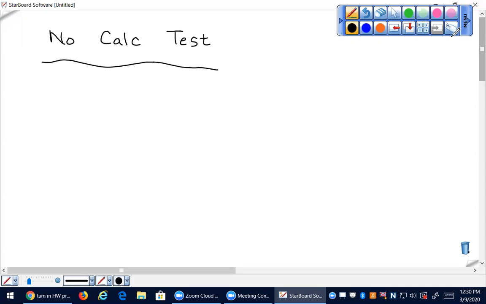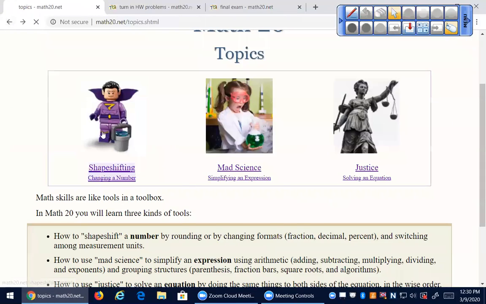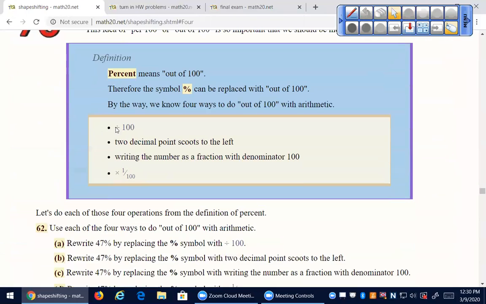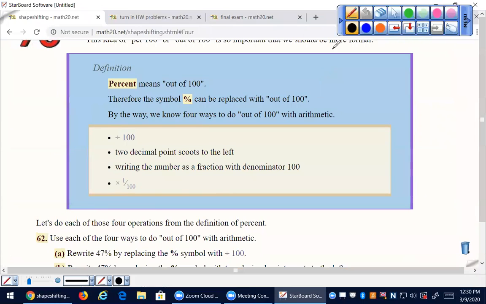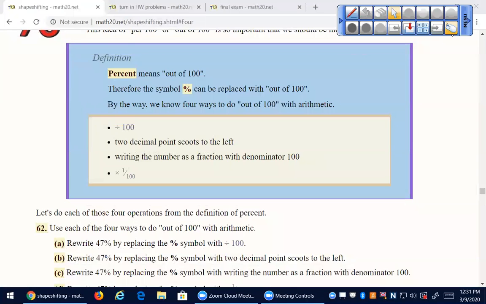So go back to, remember this slide with the 4 things to do for percent symbol. If we had 47%, then we could write it as 47 divided by 100. We could write it as 47 with 2 scoots. We could write it as 47 over 100, or we could put it over 1 and have it times 1. That ring a bell from a long time ago? Yeah, it does. So this is asking us then, back here.